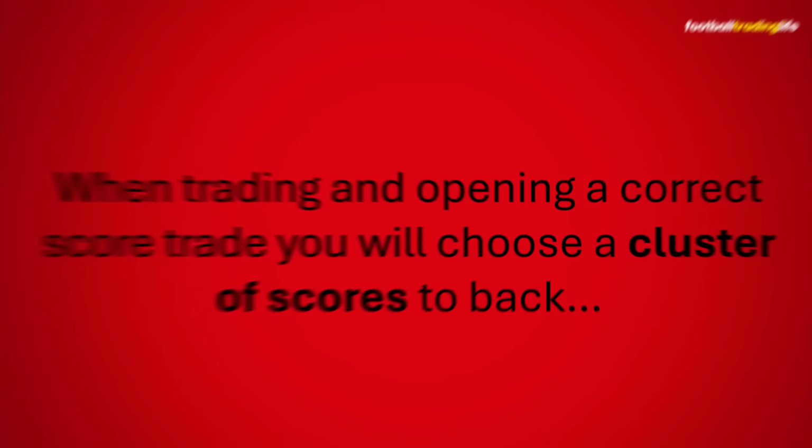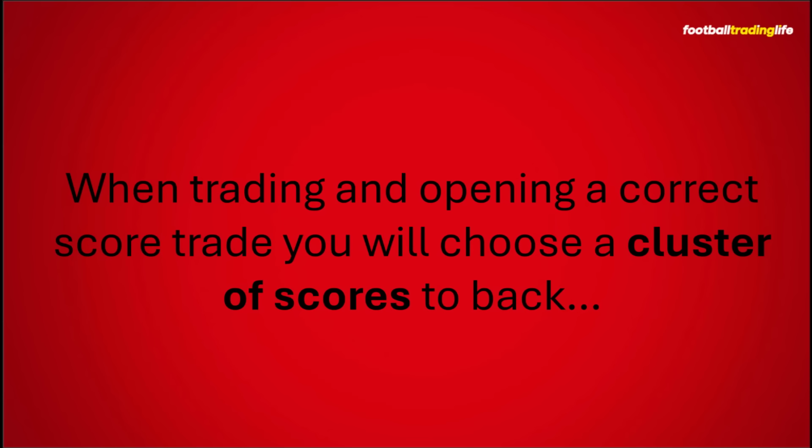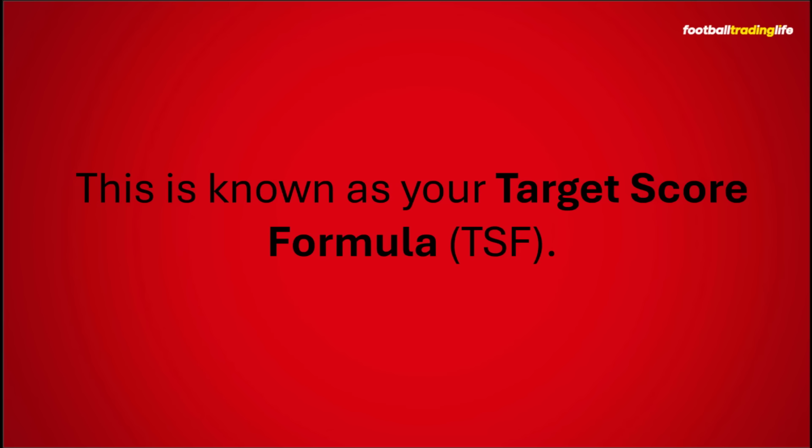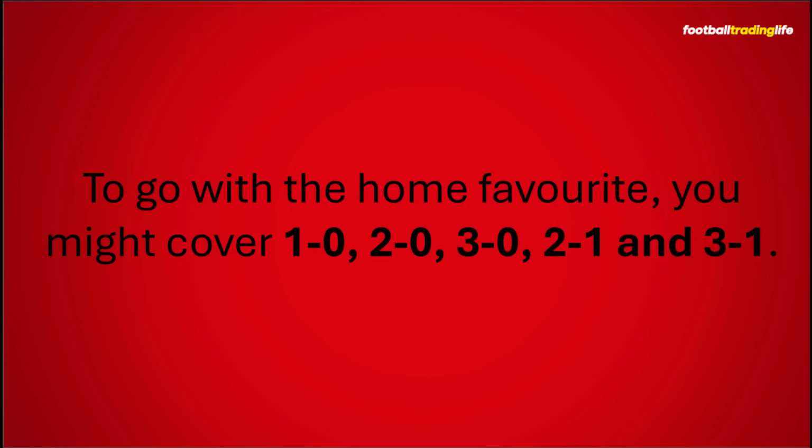So when you're trading the correct score market on Betfair, you're typically going to open the trade by choosing a cluster of correct scores to back. And this is known as your target score formula, your TSF. So if you wanted to go with the home favourite, you could typically back 1-0, 2-0, 3-0, 2-1 and 3-1 in favour of that home favourite.